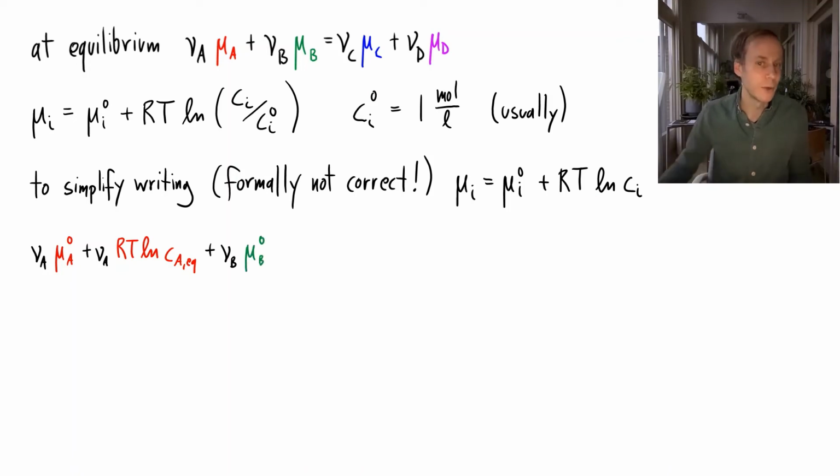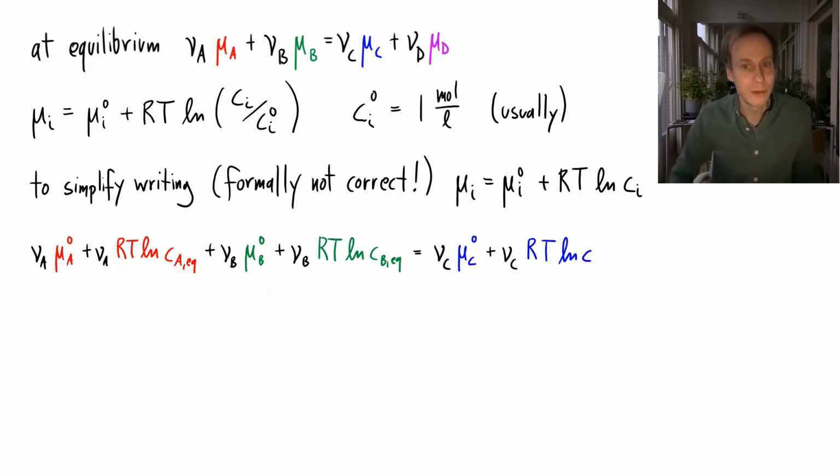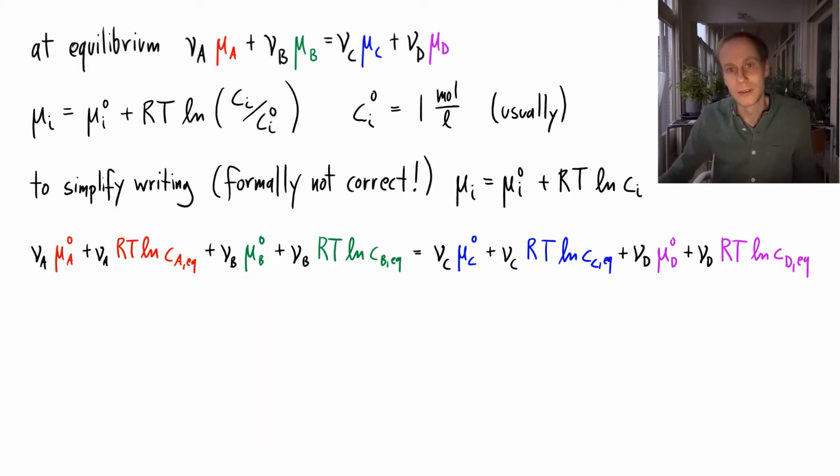And the same thing for reactant B. First, again, the standard chemical potential coming from here, then plus the stoichiometric coefficient times the concentration dependence for reactant B. And of course, the same goes for the right side of the equation, where I now replace the chemical potential for reactant C, product C, with this expression, standard and concentration dependence. And no surprise, also the same thing for product D.